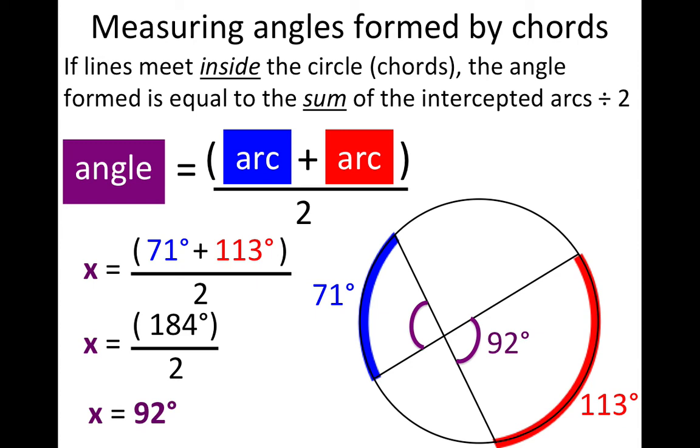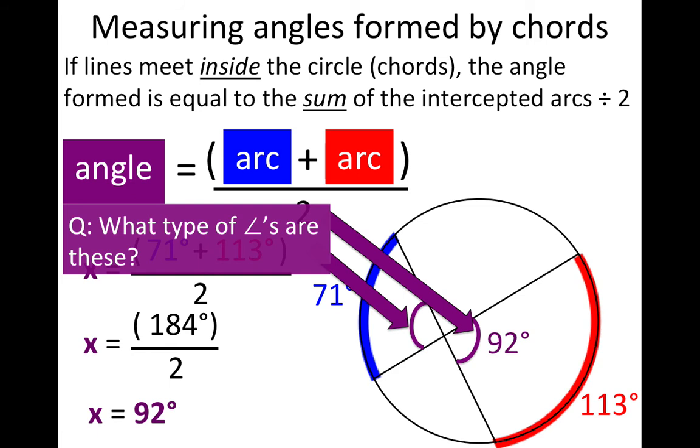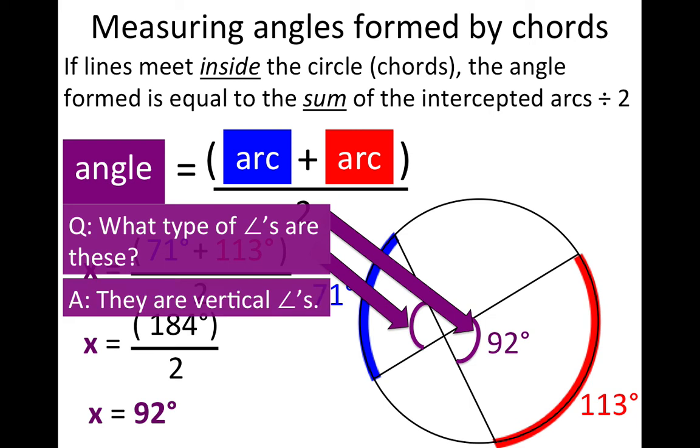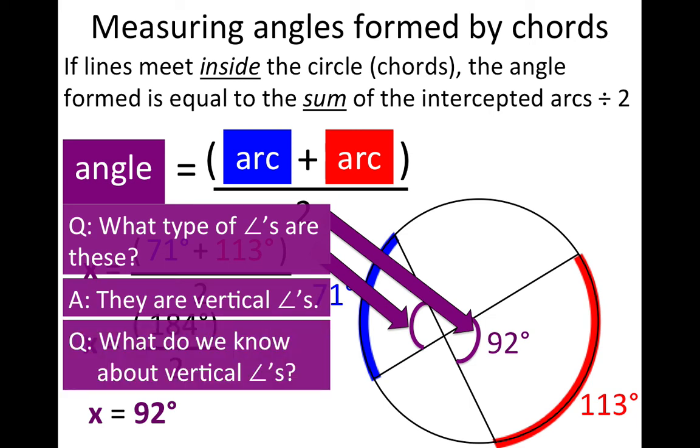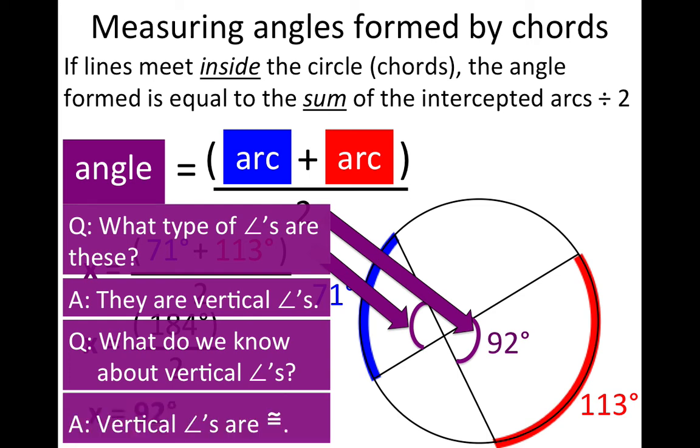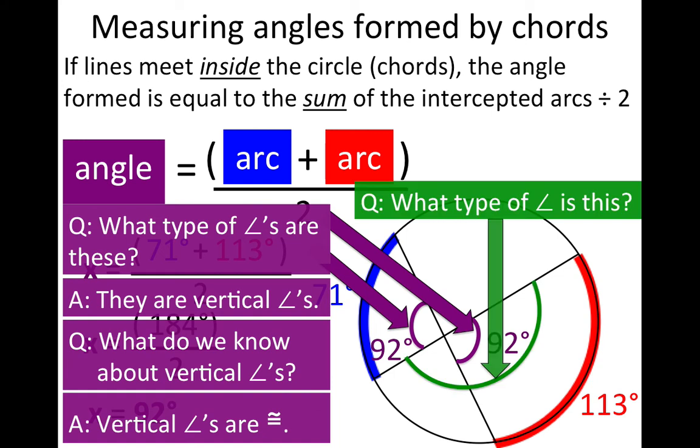Well, I would have the same answer because I would again take the red and the blue. Or the other way to look at it is, what types of angles are these? And the answer, of course, is that those angles are vertical to each other, or they are vertical angles. And what do we know about vertical angles? Well, what we know about vertical angles is that they are congruent, or their measures are equal. So if the purple angle on the right is 92 degrees, then the purple angle on the left is 92 degrees.